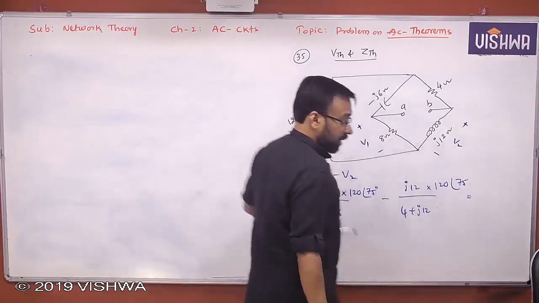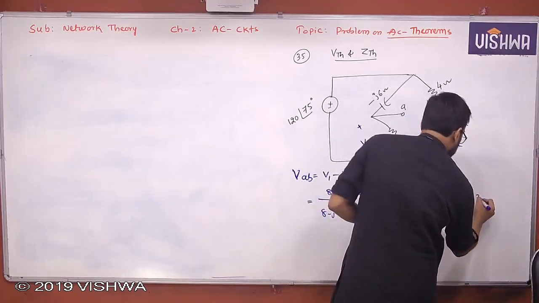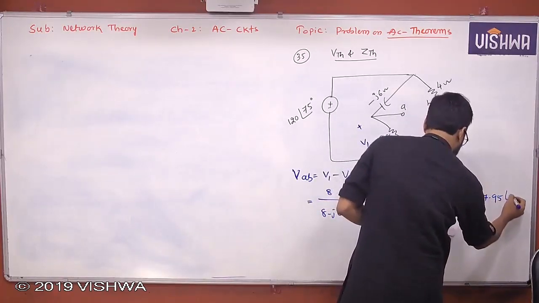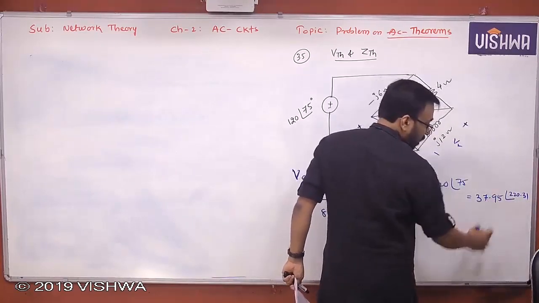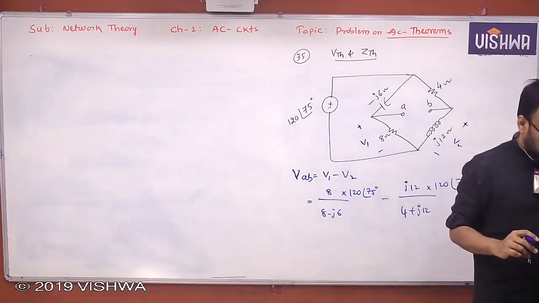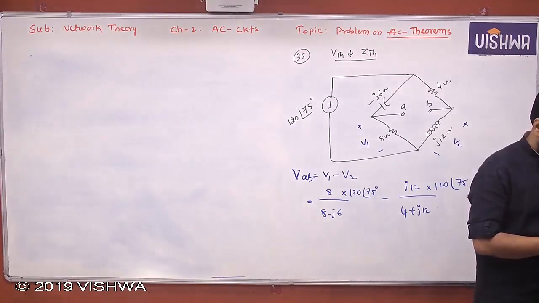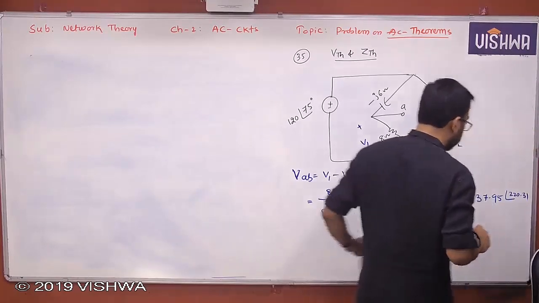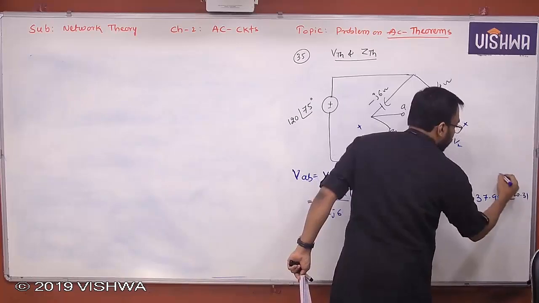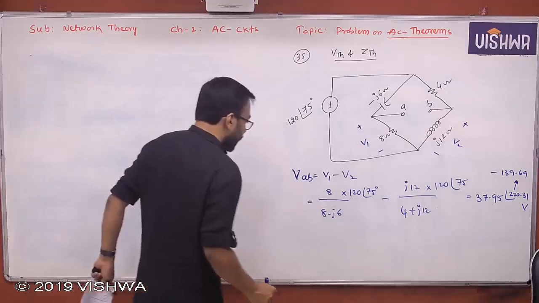I think you have calculators, right? So you can simplify. I'll give the answer directly: 37.95 at an angle of 220.31. Or else you may get this in a different angle, minus 139.69. Note that. Or else you can get minus 139.69 volts. Okay. What is ZTH?